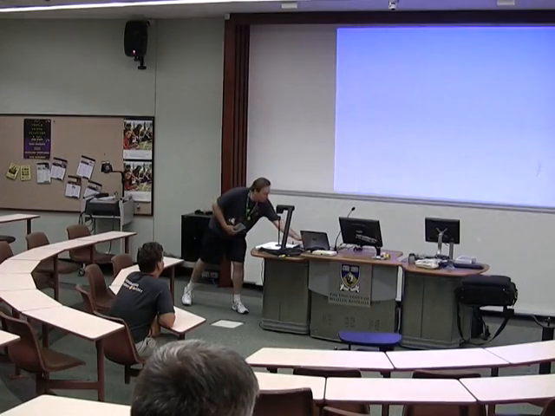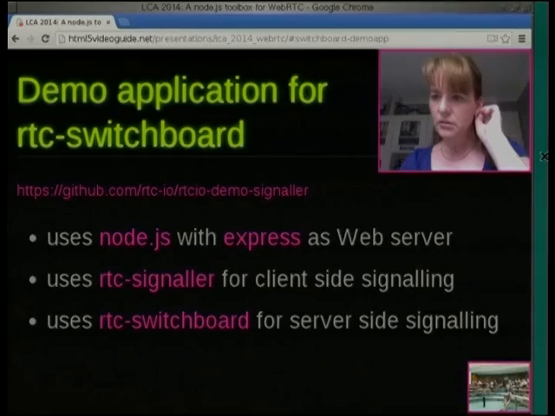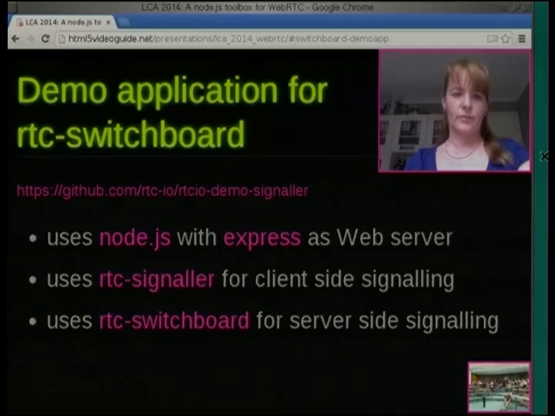Is there a question? No? Okay. Same here as before. We've got a little demo app. It's called RTC.io Demo Signaler. It uses Node.js with Express as a web server, although it wouldn't really need to do that because we really only want to run the signaling server. So on the client side, we have RTC Signaler. On the server side, we have RTC Switchboard.